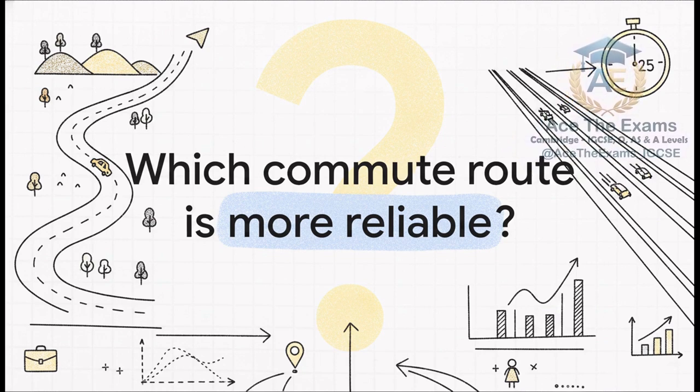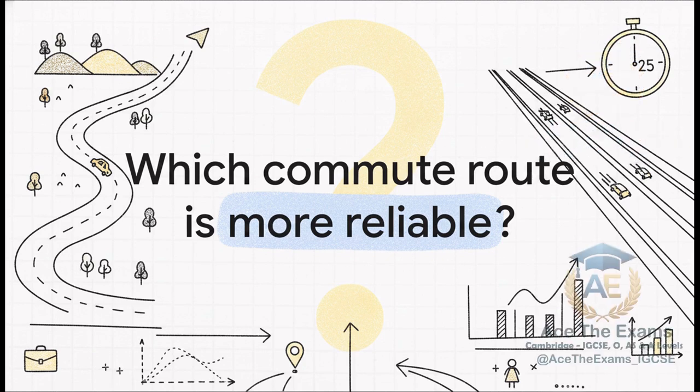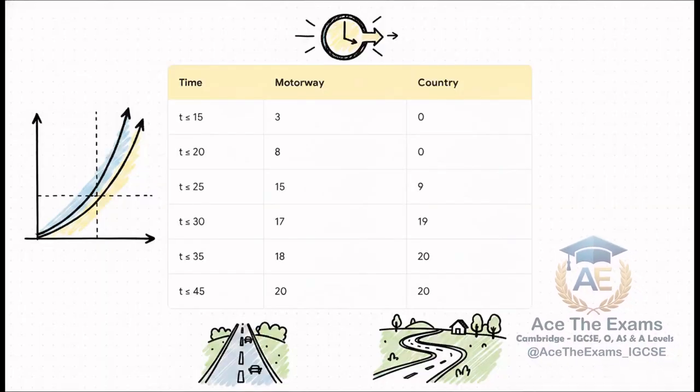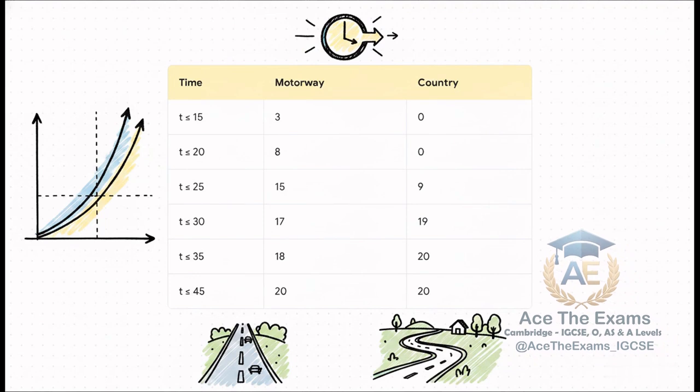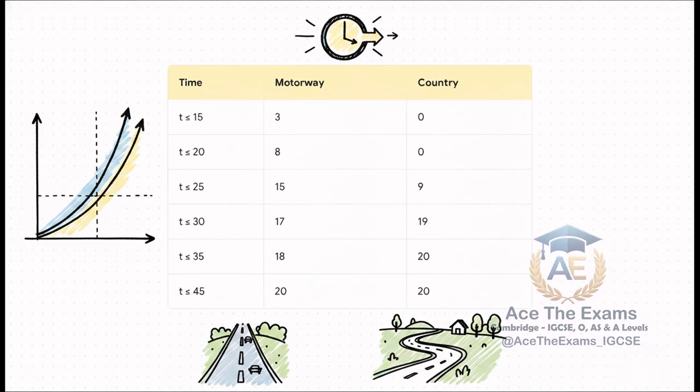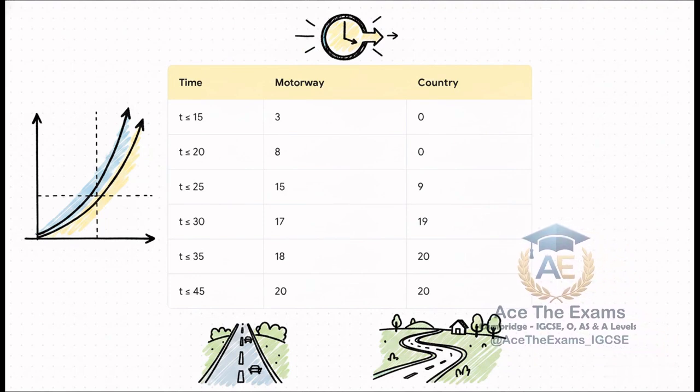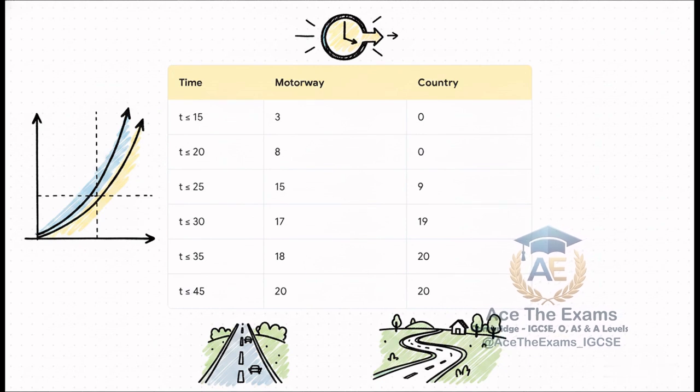But math actually takes the guesswork completely out of it. By constructing a cumulative frequency table from her 20 days of driving, we can actually plot curves for both routes to find their exact median times. The cumulative frequency basically just keeps a running total.